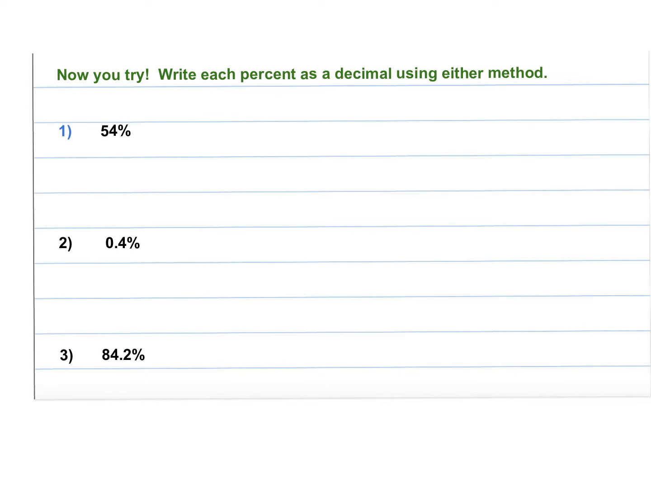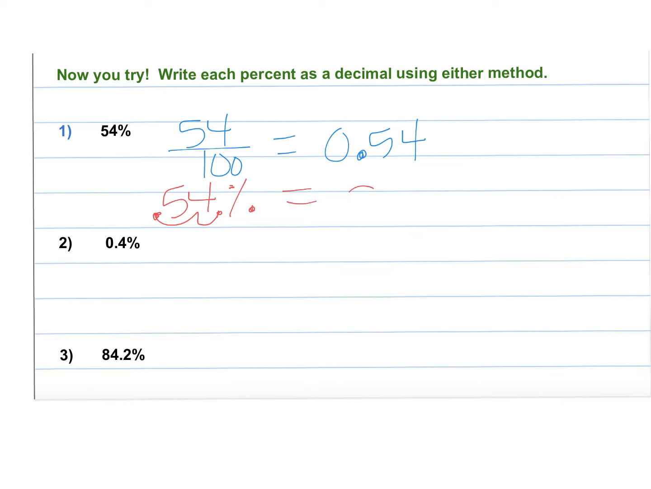So 54% is the same as 54/100, which would be written like that. Or 54%, I'm going to add my decimal right after the 4, go over to the left 2, add that 0 before the decimal, and I get 0.54.